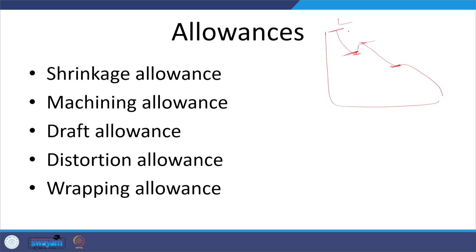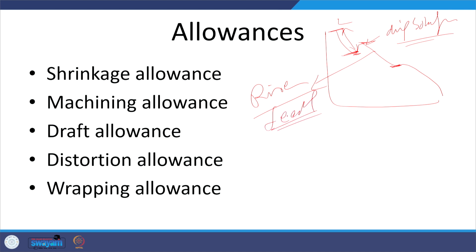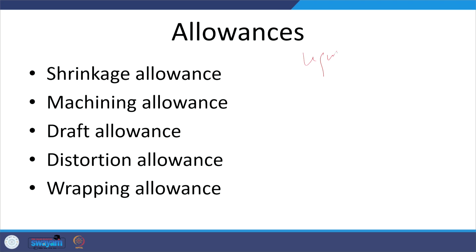So whatever shrinkage takes place in the molten metal during solidification is taken care of by the riser, by feeding the extra amount of molten metal to the mold. So these are two different things. One is the liquid state shrinkage, which is taken care of by the riser.